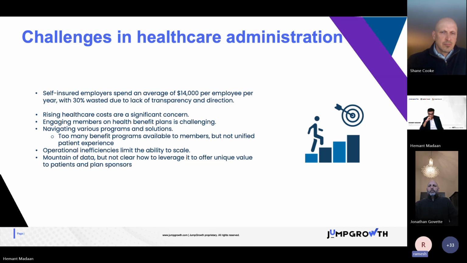How do you, as a patient, know what the right thing to do is, the right thing to use? So that whole navigation is problematic. And that also leads to operational inefficiencies in the system, where you cannot quite scale and share and support that patient across different employers and across different parts of the country. So there's a real operational inefficiency there.